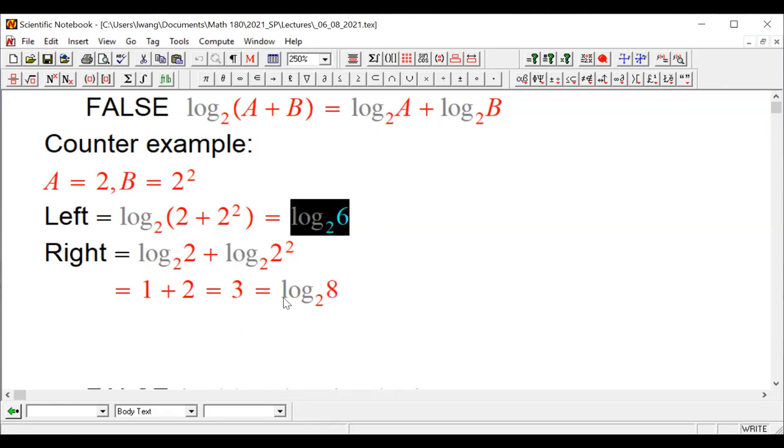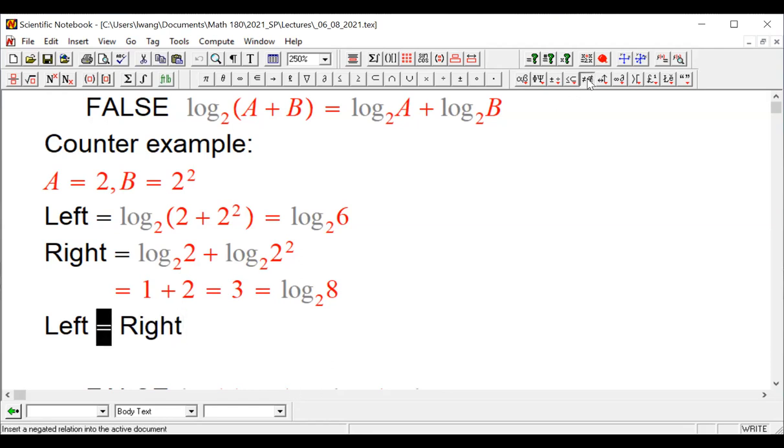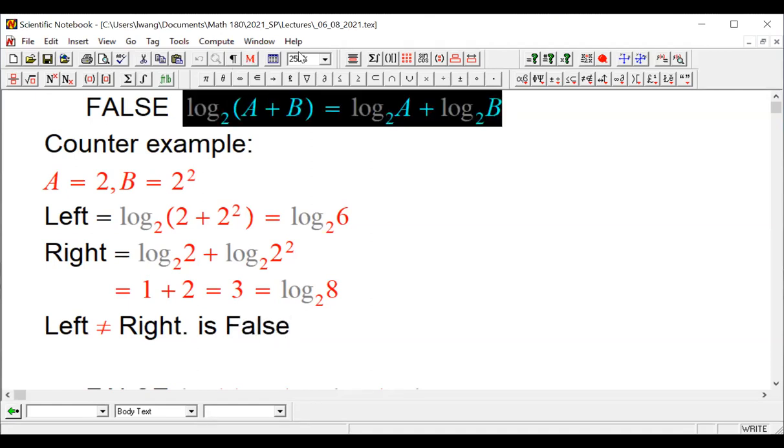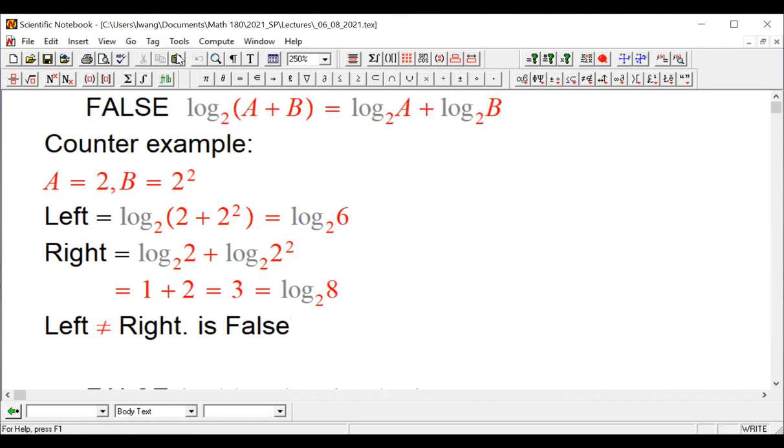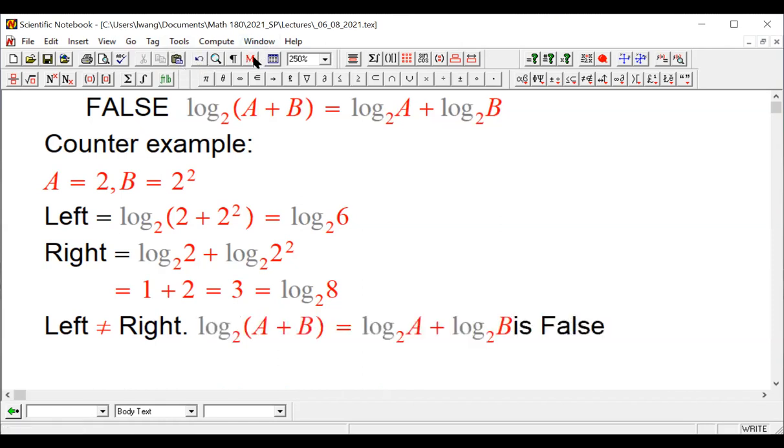Is the left the same as the right? Obviously not. The left is not the same as the right. So it is false. With one counterexample, we can claim that this is false.